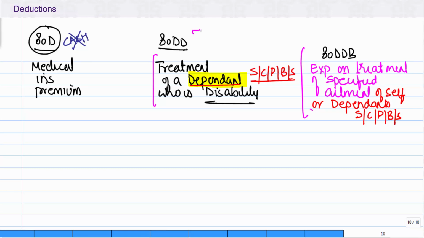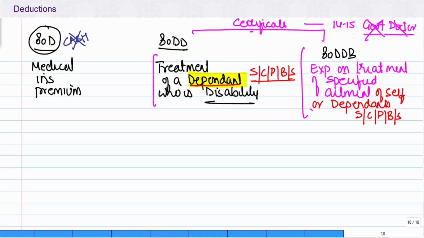80DD and DDB, first of all, you require a certificate from a doctor. Till 2014-15, the certificate could only be valid if it was from a government doctor or a dispensary of the government. Now this has been done away with. From 15-16, you're going to be able to get these deductions if you get a certificate from a specialist. So if you have cancer, a specified ailment, you might need it from an oncologist.